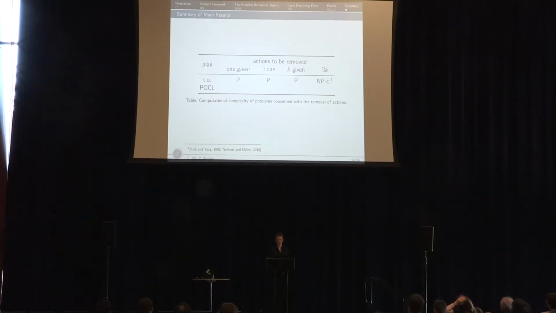And Fink and Young and Nakhost and Müller showed that it is NP-complete to decide whether there's a group of K actions which can be removed from a totally ordered plan. And as we saw in the last slides, in the case of Pockle plans, if we want to repair such plans, it is already NP-complete to decide whether one given action can be removed such that the remaining plan is repairable or not, and the remaining cases follow more or less directly.